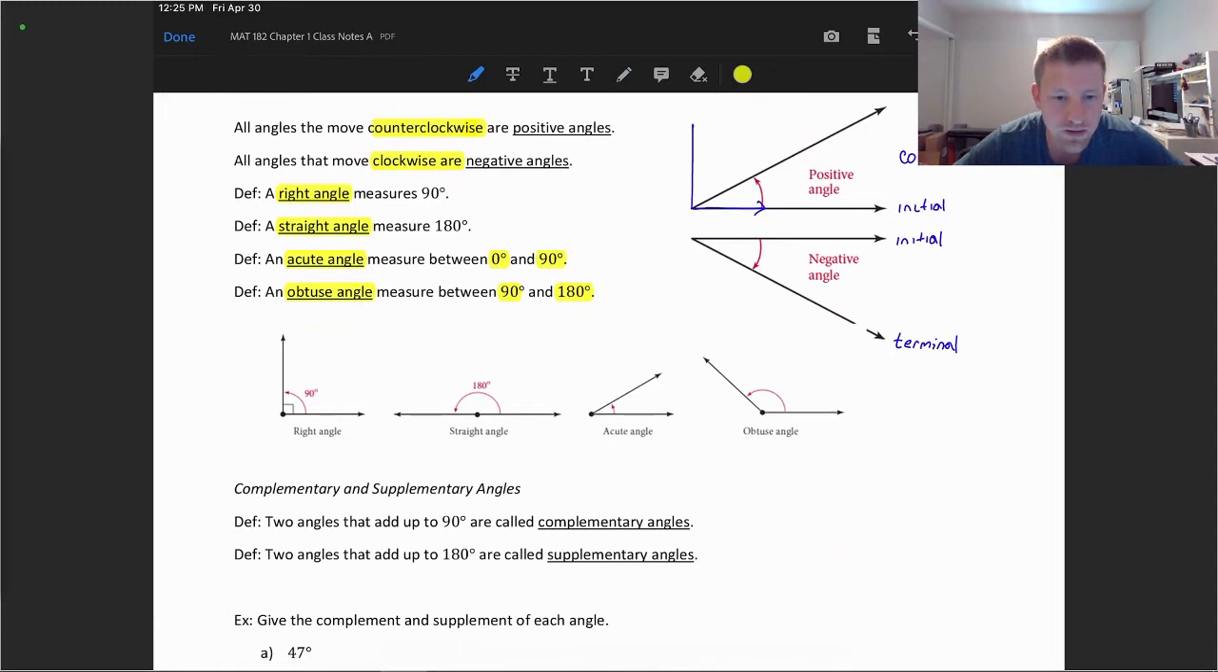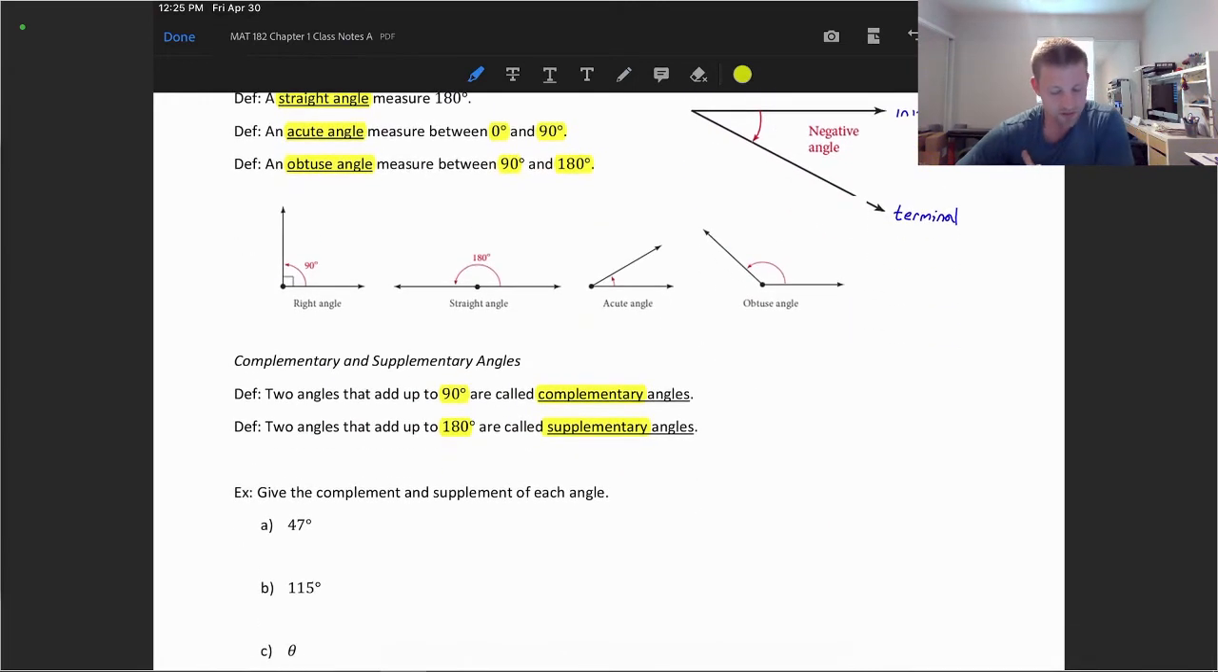So the first topic with angles that we're going to want to be concerned with is the idea of complementary and supplementary angles. So two angles that add to 90 degrees are called complementary angles, and two angles that add up to 180 degrees are called supplementary angles. So let's take a look at a couple examples of finding the complement and the supplement of each of these angles.